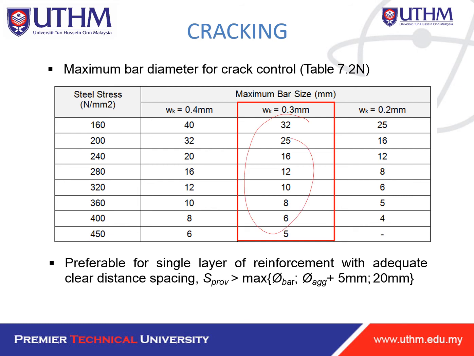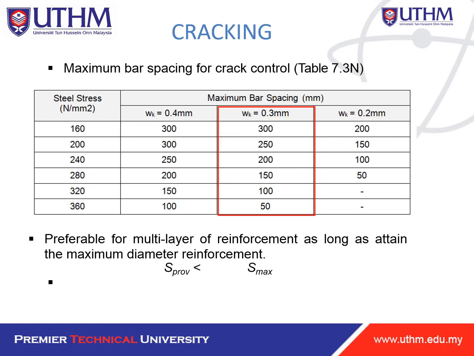Okay, so preferable for a single layer of reinforcement with adequate clear distance, the spacing provided must be greater than the D bar or either D aggregate plus 5 mm, which is the 20 mm. Okay, so for the maximum bar spacing for crack control, so this is the steel stress, and the maximum bar spacing according to wk 0.3 mm, so this is the maximum bar spacing size. So preferable for multi-layer of reinforcement, as long as it attains the maximum diameter, the x provided must be lesser than the x maximum. So the x provided must be lesser than the value included in here.